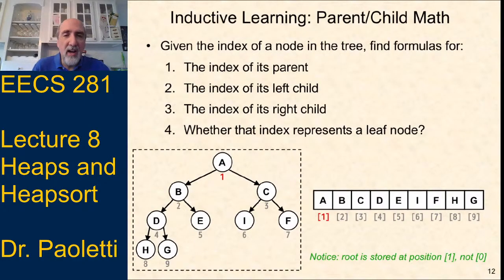Okay, so when we've got our complete binary tree stored in an array, suppose I gave you an index i. I give you an index i, and I want to know what is the index of its parent, its left child, its right child, and whether that index represents a leaf node. Now, to accomplish the last one, we need one more thing than i. We have to know how big our complete binary tree is. So if we had something like dot size, we can finish number 4.